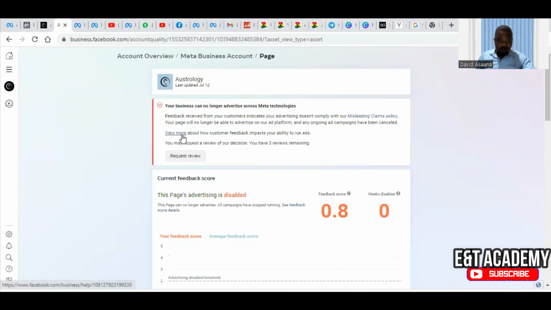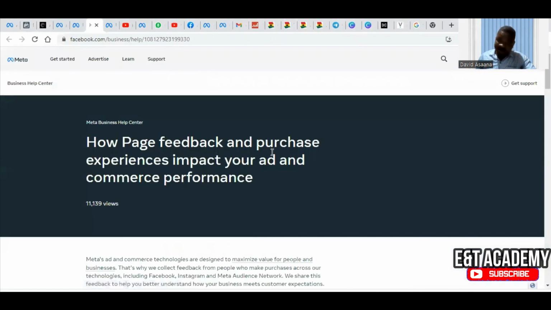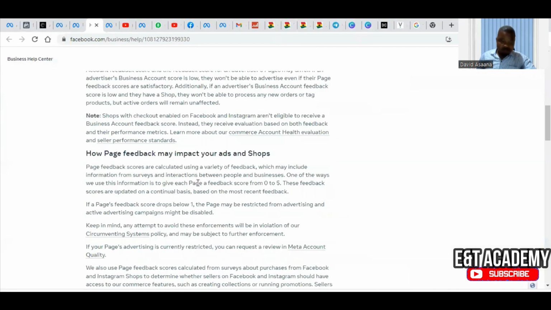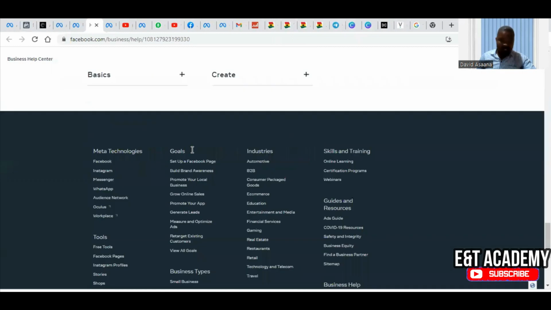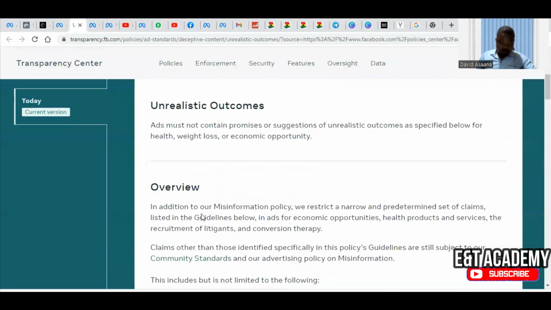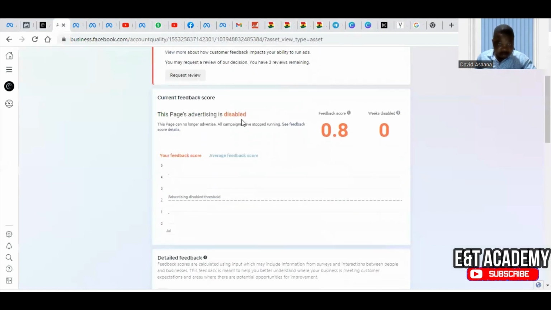Now, you can also come here and check. They are saying we should view more about how feedback score affects our page. It says how page feedbacks and purchase experience impact your ad and comments performance. And you can come here to read a lot about this article to understand more about that. Okay. Now, if you come back here, you will see this page advertising is disabled.